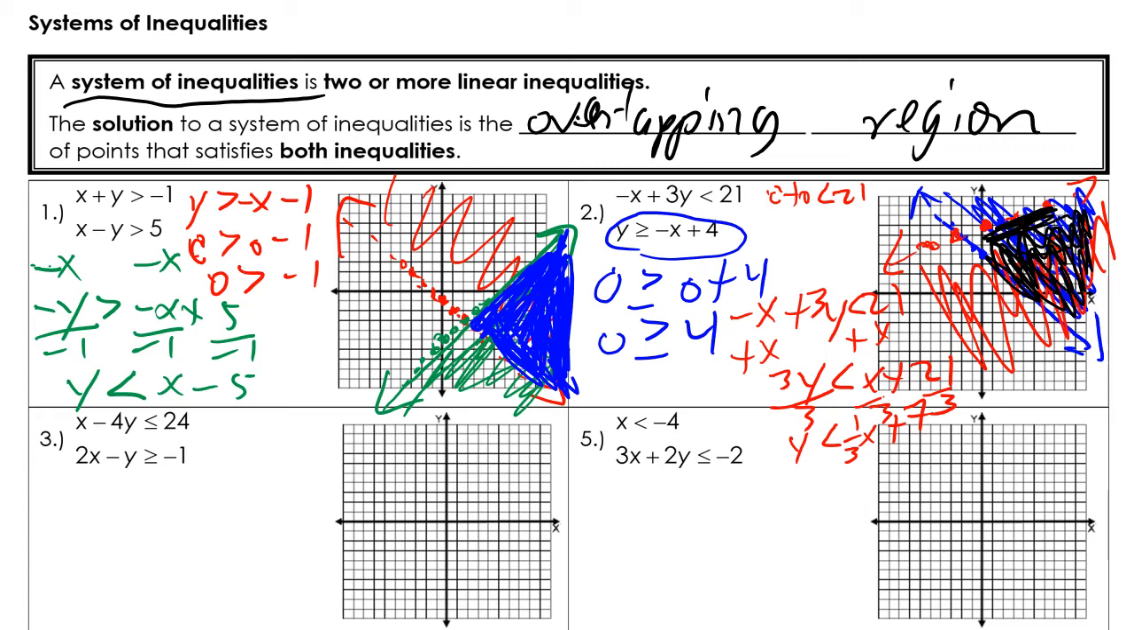Number 3. Once again, I have to isolate y, so I'm going to subtract 2x from both sides. I get negative y is greater than or equal to negative 2x minus 1. Divide everything by negative 1, I get y is less than or equal to 2x plus 1.